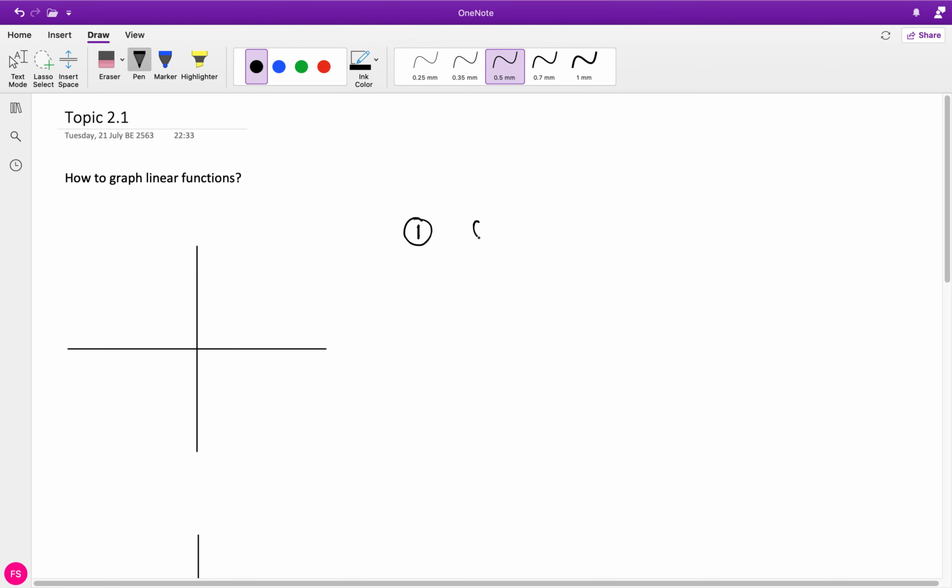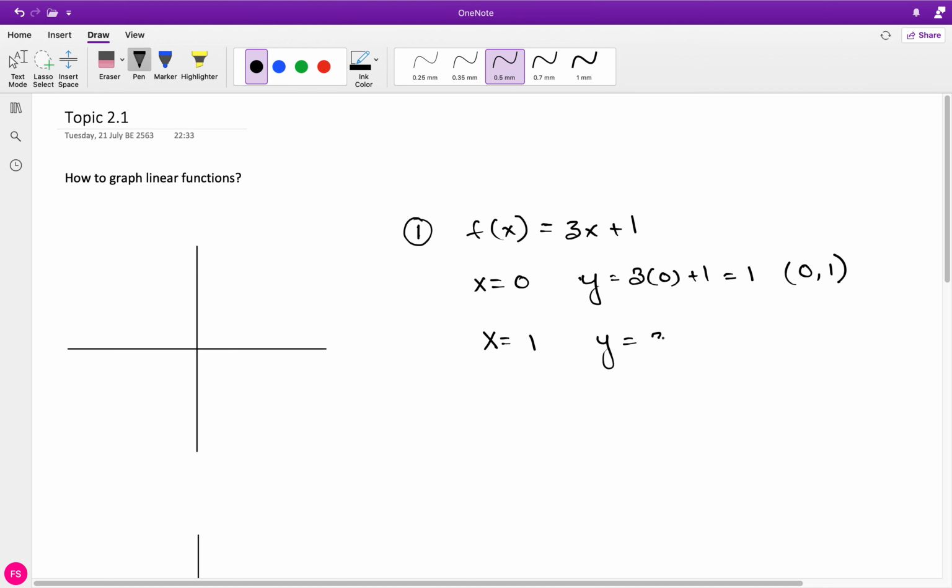You can just substitute any two random values of x and get the values of y for those values of x. I'm going to take x equals 0 because it's easy to calculate. When x is 0, your y is going to be 3 times 0 plus 1, which is just 1. So my first point is 0 and 1. Then let's say my x is 1, then my y is going to be 3 times 1 plus 1, which equals 4. So my second point is 1 and 4.